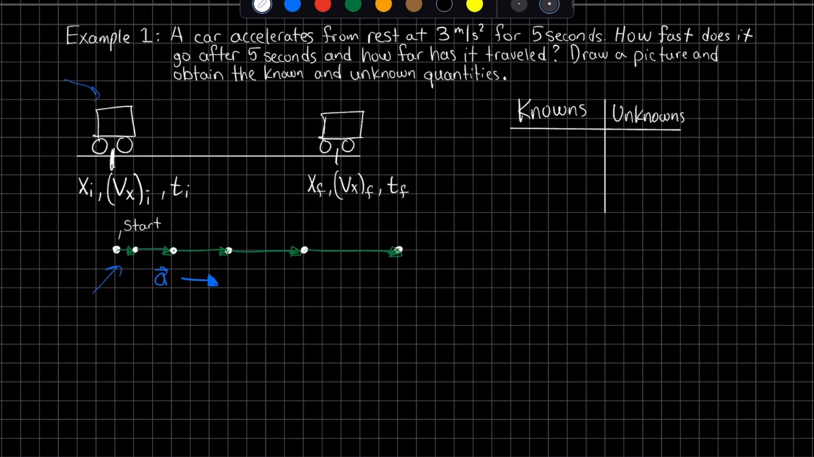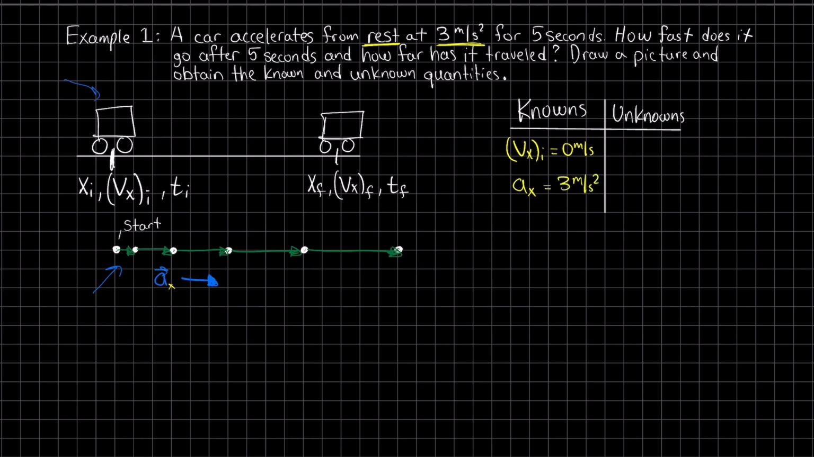What I'm going to do now is reread the paragraph and obtain my known quantities and what the question is asking me for. It reads, a car accelerates from rest. Remember that the word rest means that my initial horizontal velocity is 0 meters per second, at 3 meters per second squared. So it accelerates from rest at that rate. So my acceleration, I'm going to write horizontal acceleration. I guess I should put an X there as well if I'm putting the X for the velocities. That is 3 meters per second squared. And it does that for 5 seconds. 5 seconds is the total time. That gives me my time interval, 5 seconds.